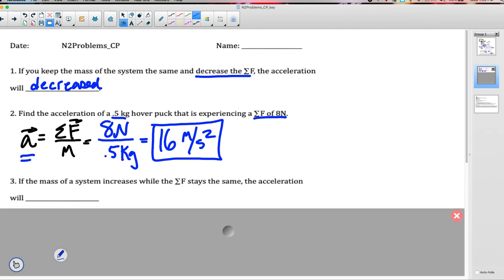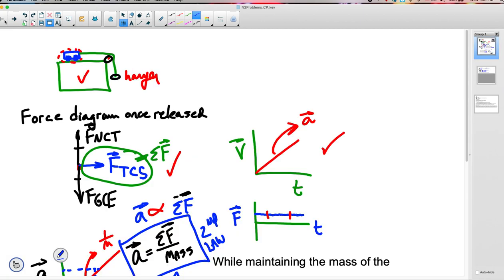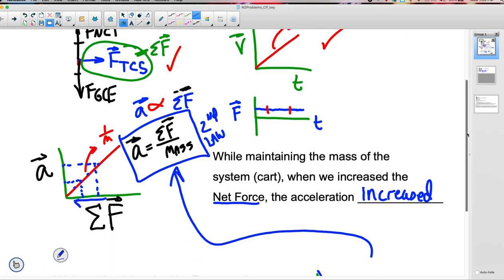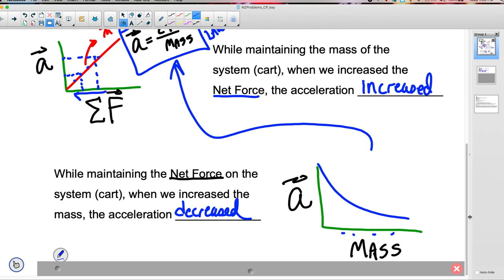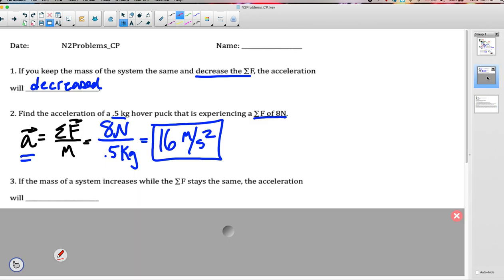Next up, if the mass of the system increased while the net force stays the same, what happens to the acceleration? Well, if we go back and look at that second version of the experiment we did today, as the mass got bigger and bigger, the acceleration got smaller and smaller. So we'd say as the mass of the system increases, the acceleration would decrease, and that's assuming that the net force doesn't change.